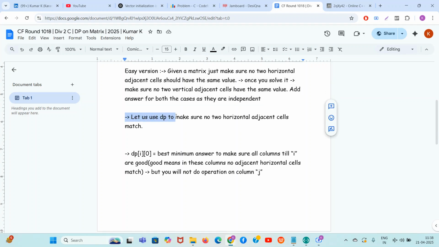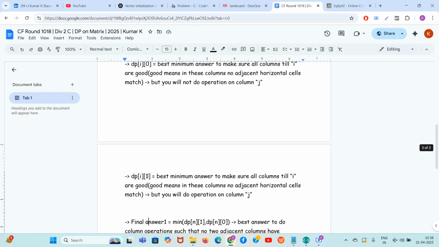Let us use DP to make sure no two horizontally adjacent cells are matching. So dp[i][0] is the minimum answer to make sure all columns till i are good. Good means in these columns there should be no horizontally adjacent cells matching, but you will not do an operation on column i. dp[i][1] means the minimum answer to make sure all columns till i are good, where good means no horizontally adjacent cells match, but you will do an operation on column i.